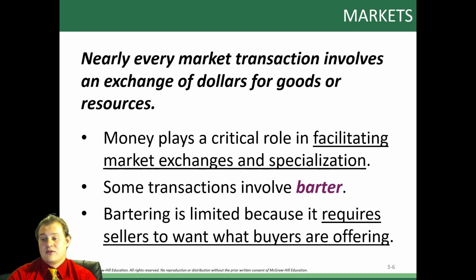Obviously, money plays a critical role in facilitating market exchanges and specialization. Specialization is the main thing. When you can buy things and focus on one thing, because you can use money to get what else you don't produce, it allows you to specialize. Some transactions involve barter. Barter is where you trade good for good or service for service, or service for good, but you're not requiring money. Bartering is limited because it requires sellers to want what buyers are offering.